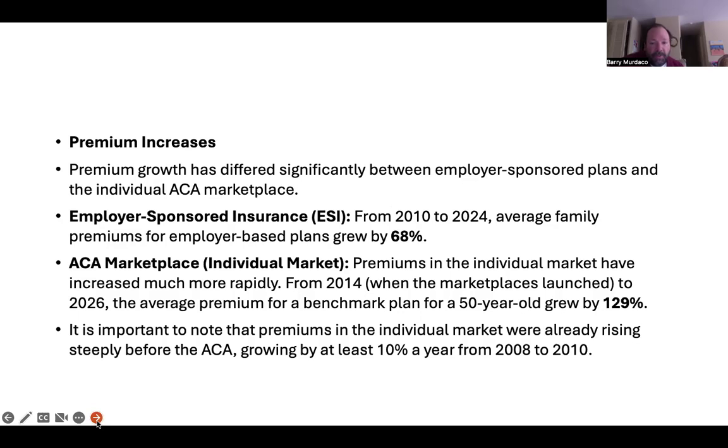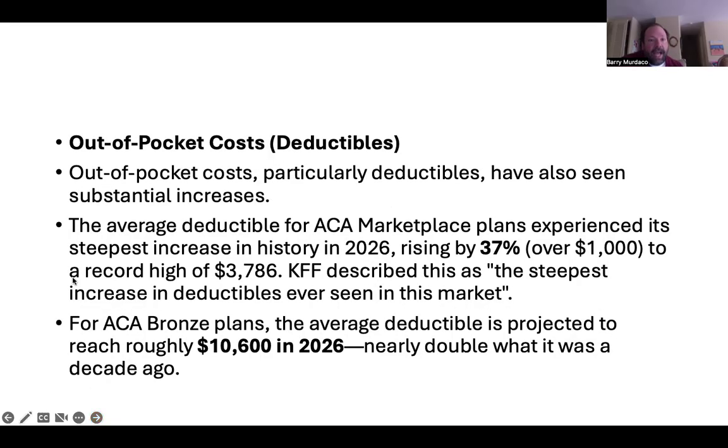It is important to note that premiums in the individual marketplace were already rising before the ACA, growing by at least 10% a year from 2008 to 2010. Out of pocket costs, particularly deductibles, have also seen substantial increases. The average deductible for ACA marketplace plans experienced its steepest increase in history in 2026, rising by 37% to a record high of almost $4,000. KFF described this as the steepest increase in deductibles ever seen in this market.